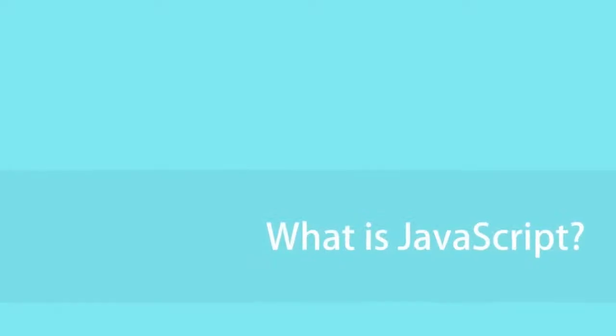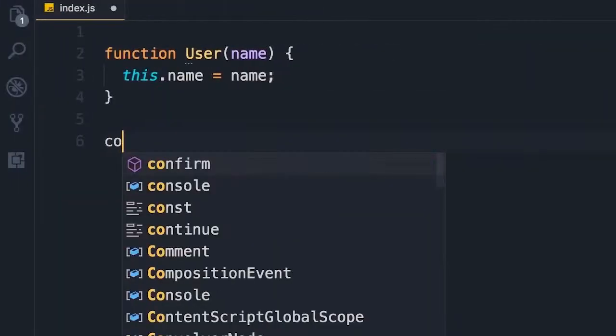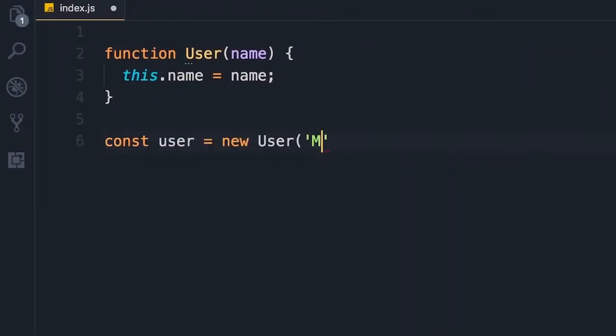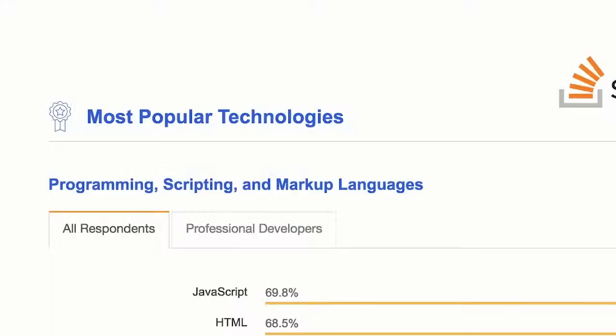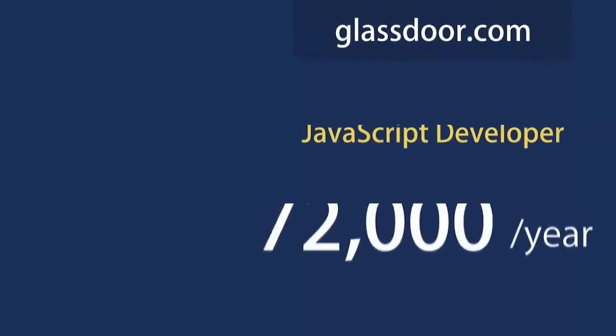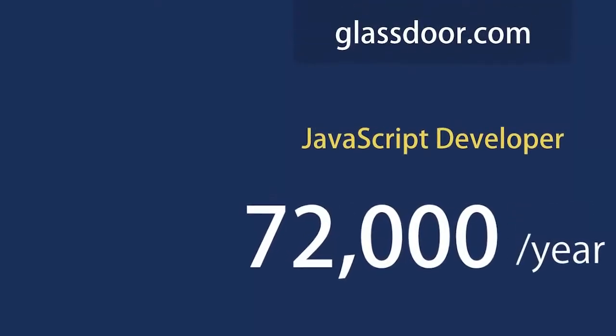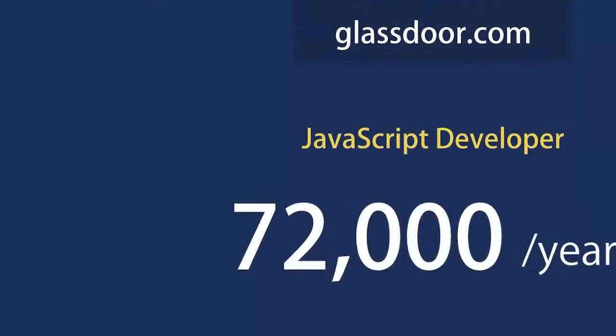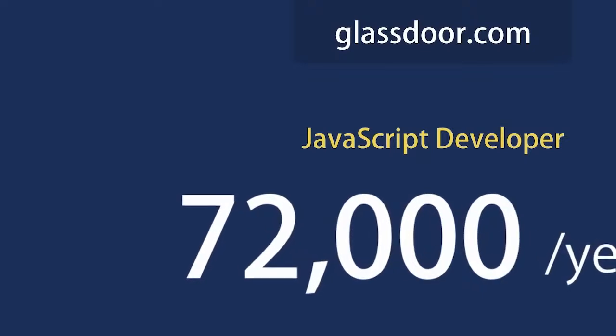What is JavaScript? JavaScript is one of the most popular and widely used programming languages in the world right now. It's growing faster than any other programming language, and big companies like Netflix, Walmart, and PayPal build entire applications around JavaScript. And here's the average salary of a JavaScript developer in the United States. That is $72,000 a year. So it's a great opportunity to get a good job out of learning JavaScript.